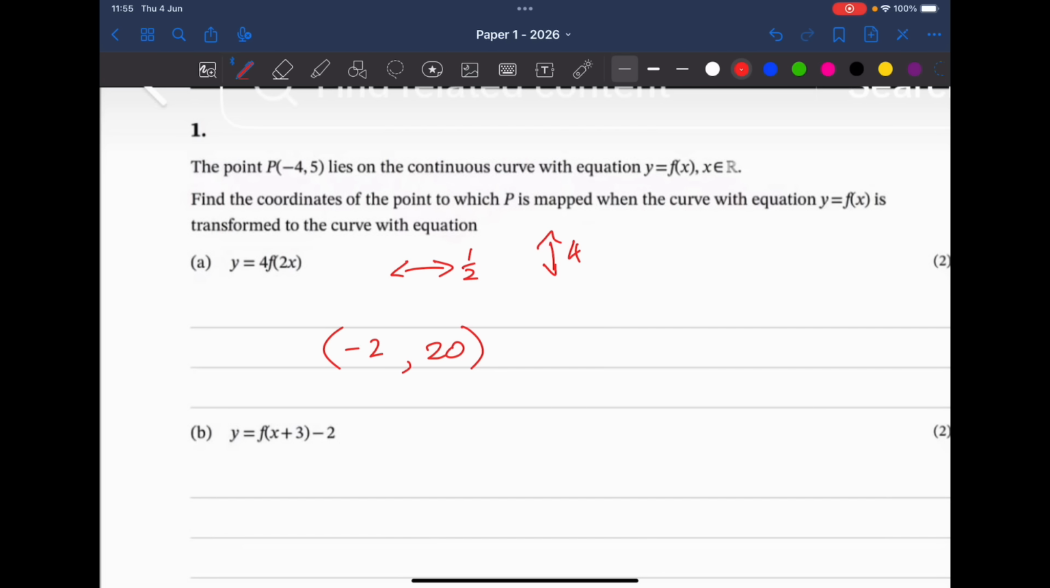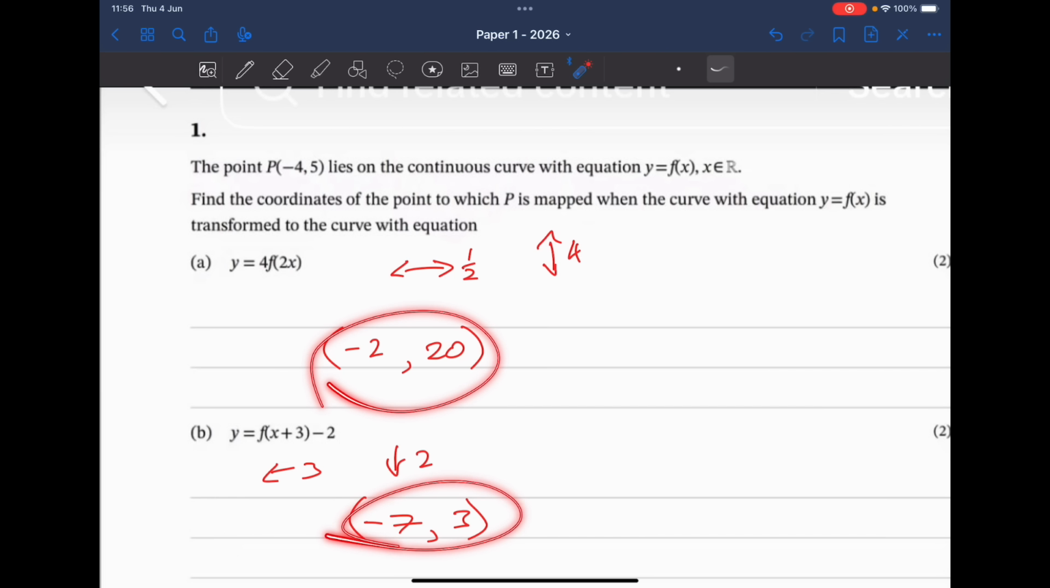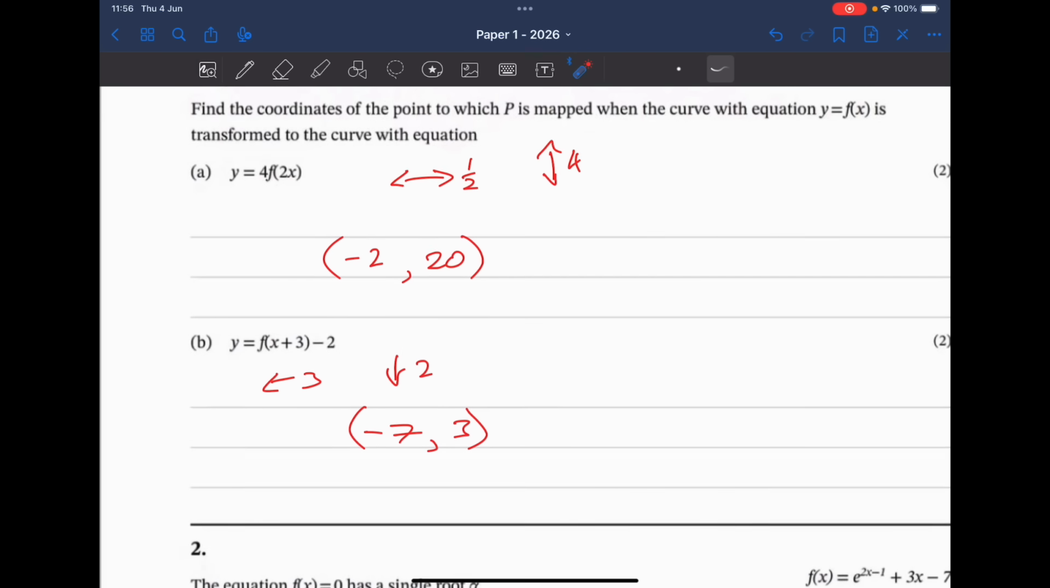Similar thing for the next one then, but that 3 is taking us left by 3. The 2 takes us down by 2. So not enlargements, but just literally translations, just sliding the point across. So if we're at minus 4, we go left by 3, we should be at minus 7. We're at 5, down by 2, we should be at 3. I have got my answer key next to me, so I will double check all of these, and that's the same as what I put yesterday, so that's a good sign.